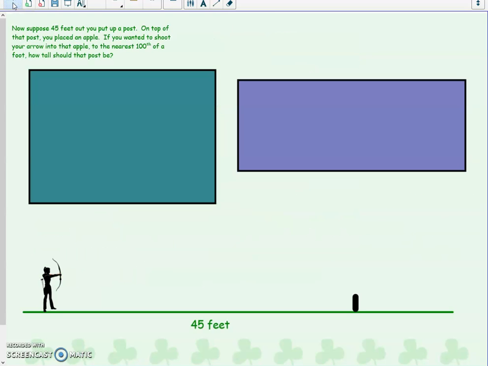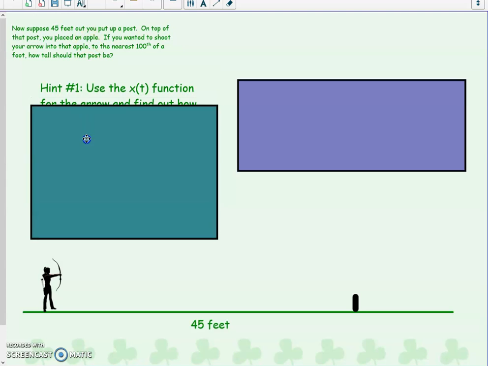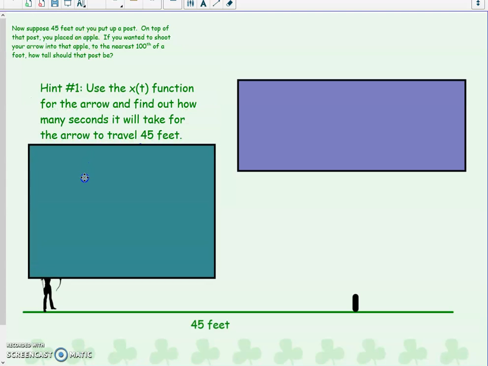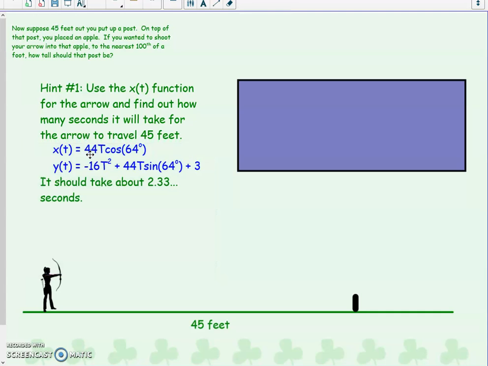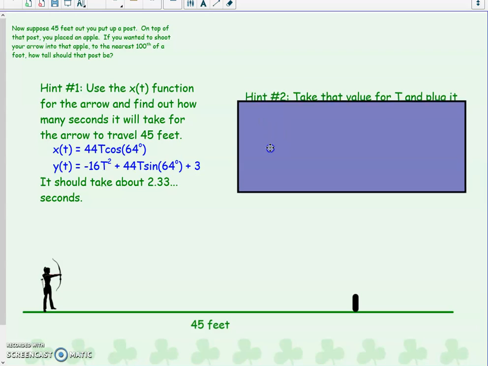All right, here's part 2. So, what's the first hint? All right, so hopefully you have used your x function from previously to see how many seconds it'll take the arrow to travel 45 feet. You might want to pause it. There's my answer. Hint number 2.